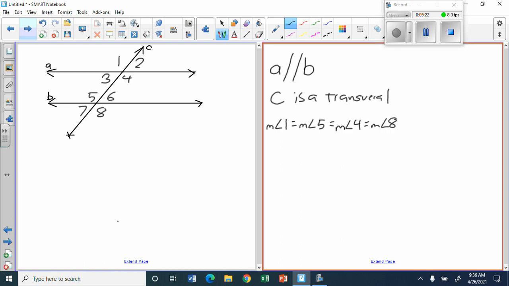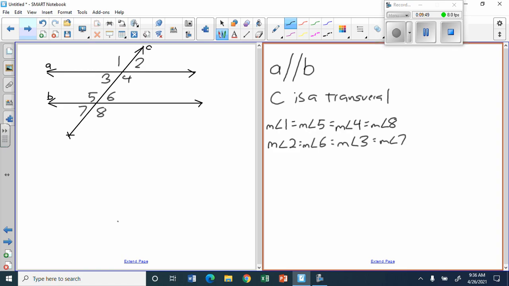Also, as we look at this measure of angle 2. If I look at measure of angle 2, what other angles are equal to angle 2? Measure of angle 6. And you did a corresponding angle as well. And then? And? Measure of angle 3. And measure of angle 7.